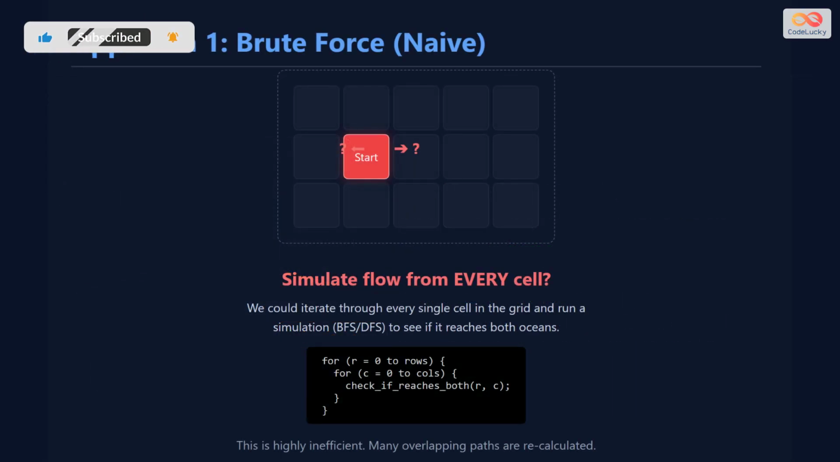A naive approach would be to iterate through every single cell in the grid. For each cell, we could simulate water flowing outwards to see if it reaches both oceans. While this works, it is very inefficient because we end up recalculating the same paths over and over again.